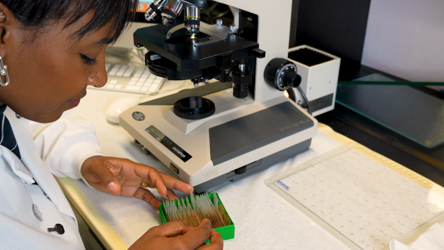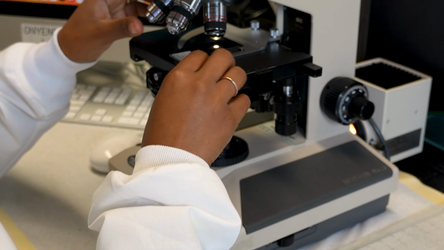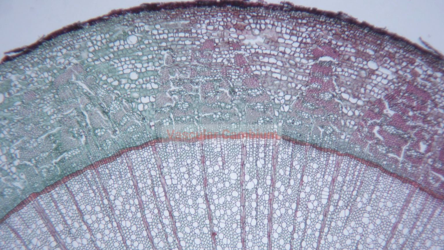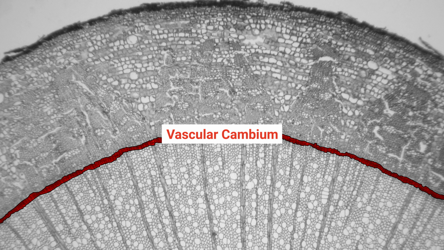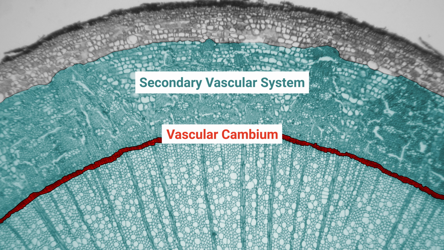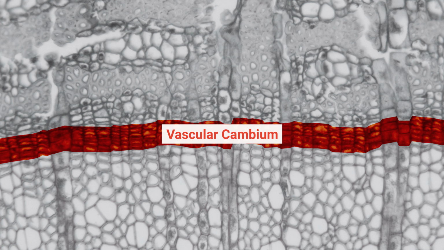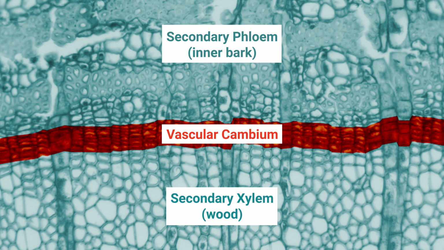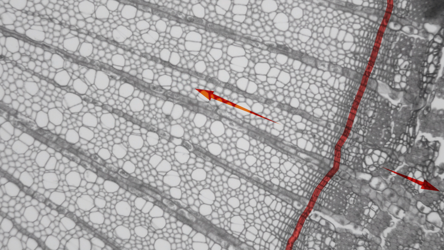This developmental process provides mechanical support to plants as they grow taller and an efficient means of water and nutrient transport. The vascular cambium is a bifacial lateral meristem that produces the secondary vascular system, which includes the secondary xylem, aka wood, and secondary phloem, aka inner bark. The activity of the vascular cambium allows plants to grow in girth.